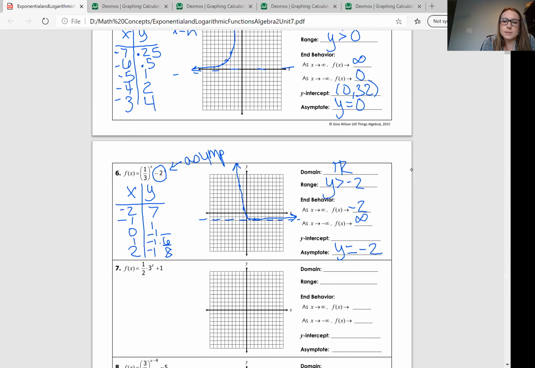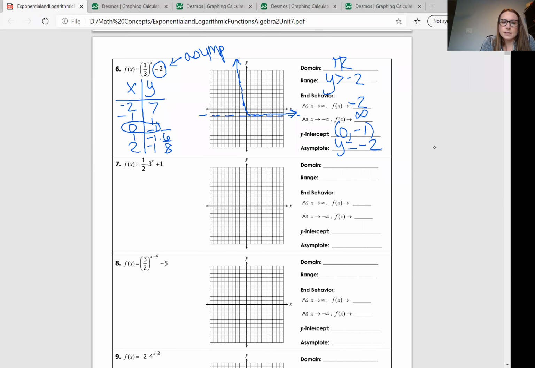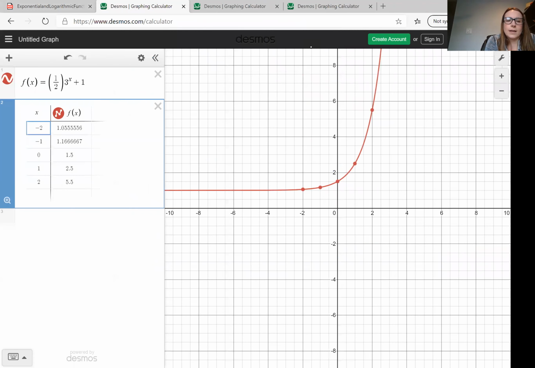Your y-intercept is given over here at 0, so it's (0, -1). Okay? All right, we did that one. Okay, next one.